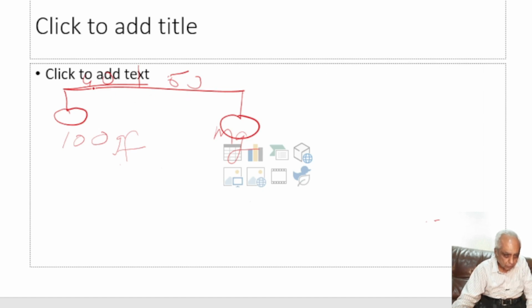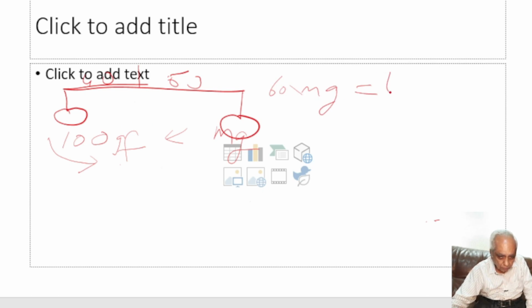So for 40 centimeter, 100 gram force will produce a torque in anti-clockwise, and this m gram force will produce a torque in clockwise. So both these torques will be equal by principle of moment. So what will I get? 60 multiplied by mg is equal to 40 multiplied by 100g. This is 100 gram force. This is m gram force.